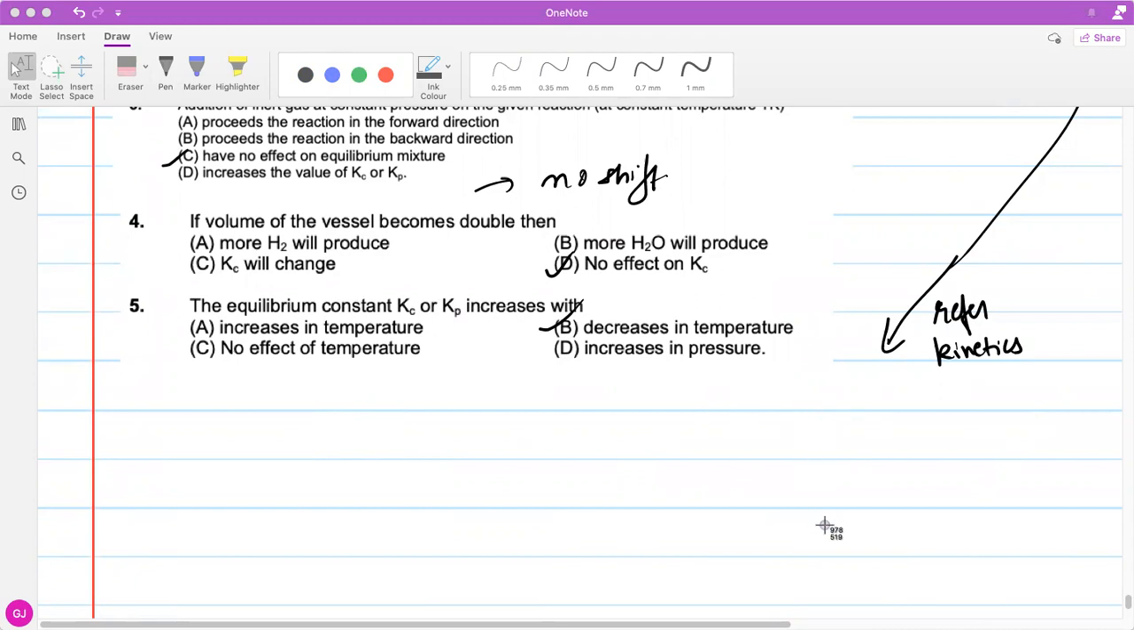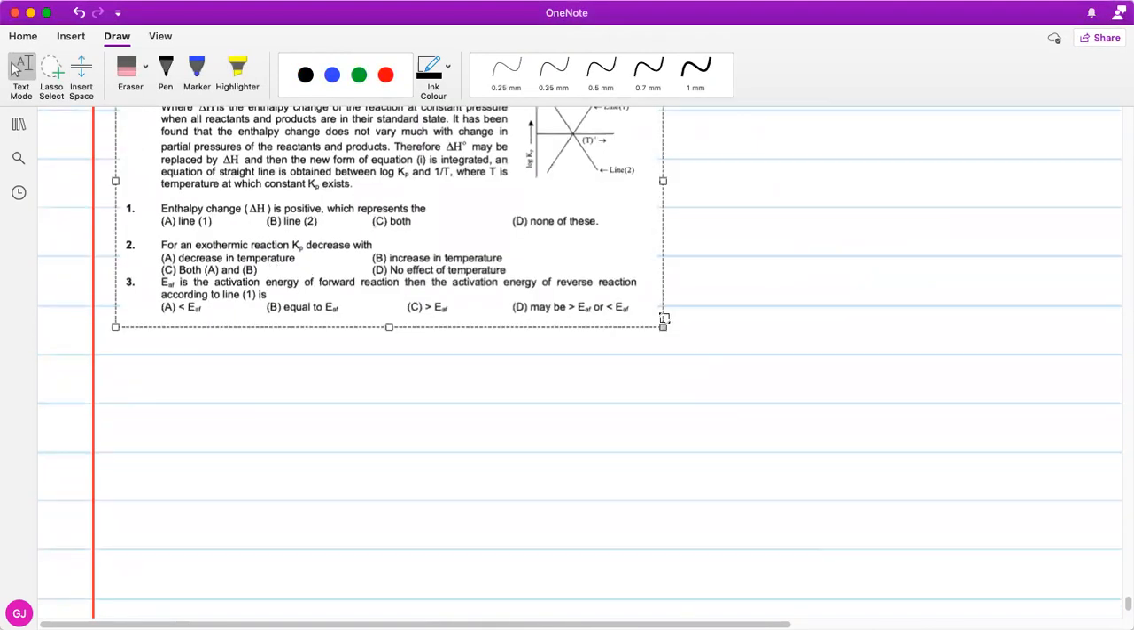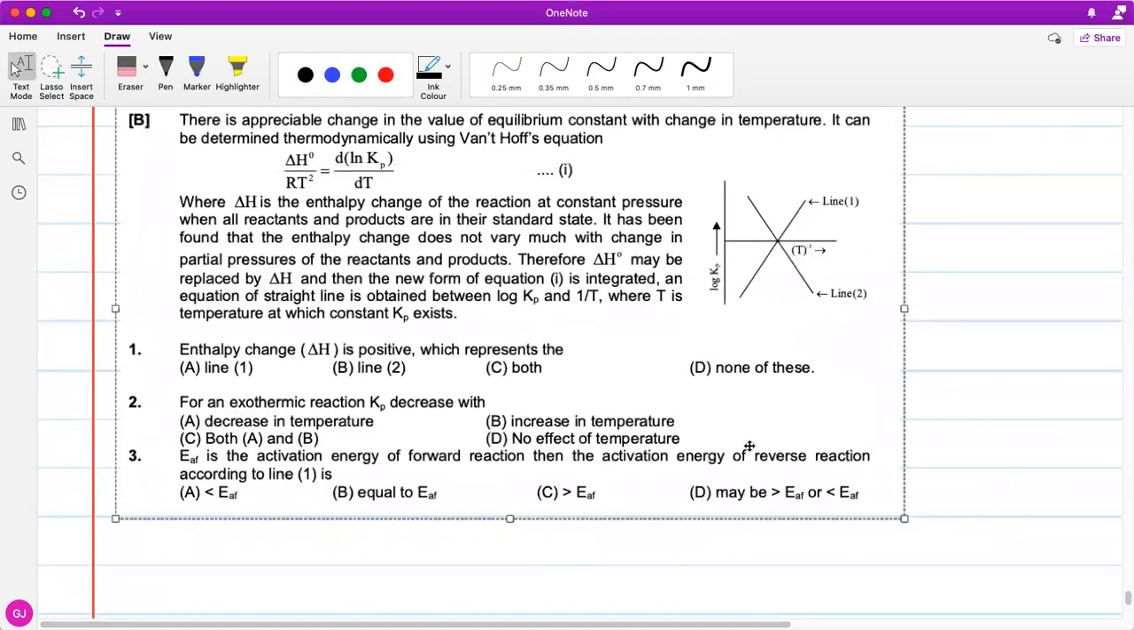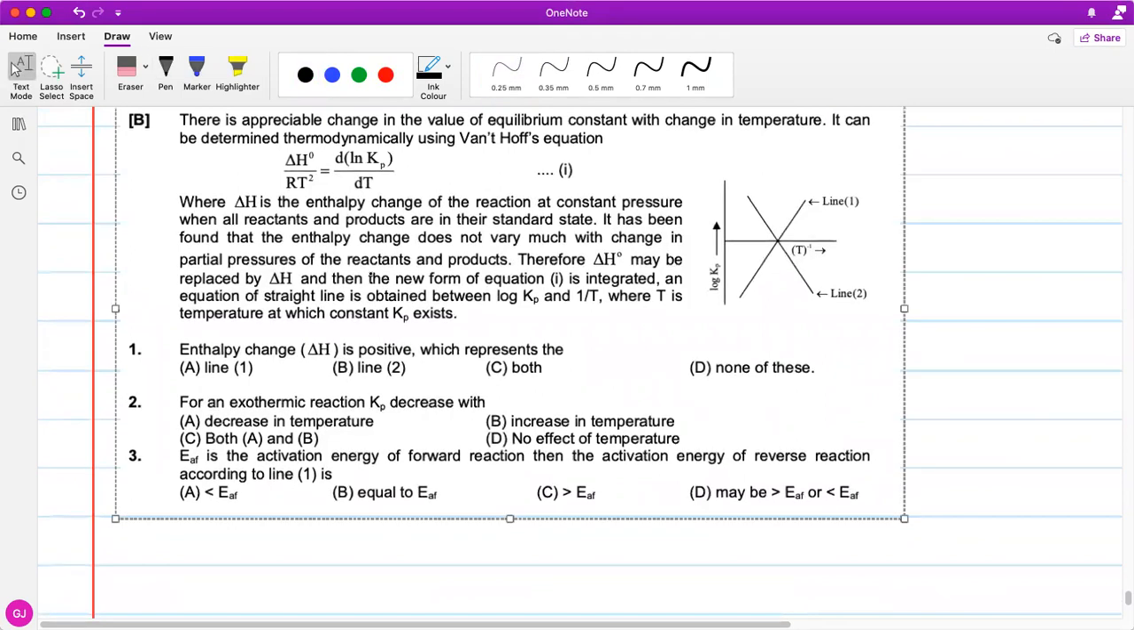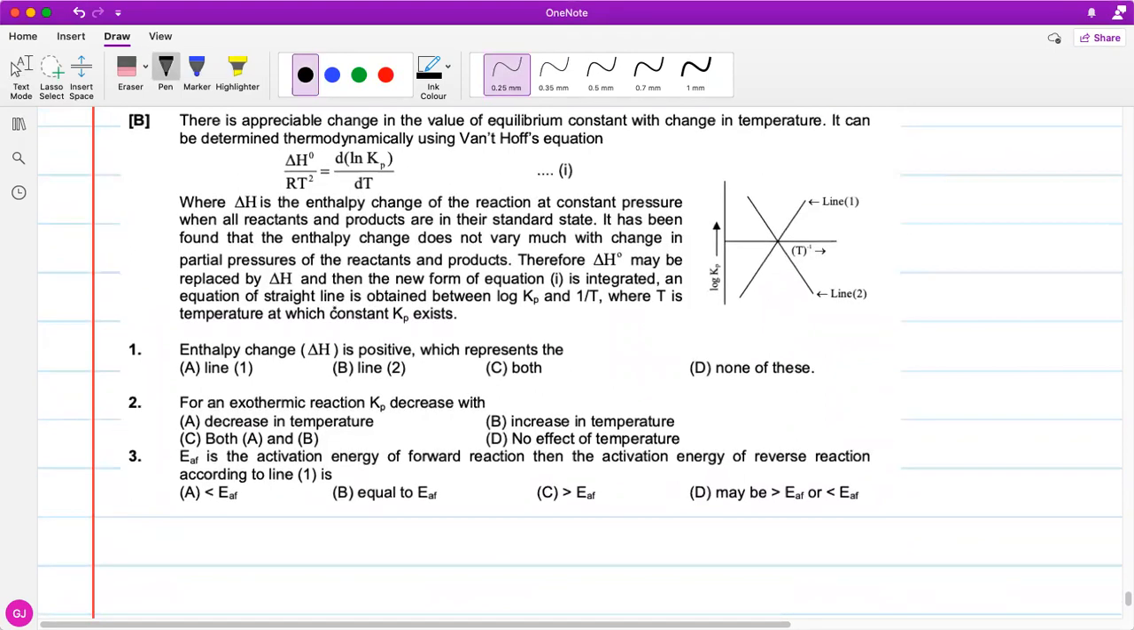So in the next comprehension, again, there are certain questions which are from chemical kinetics. They are not supposed to be done before we study those concepts in chemical kinetics as such. But some of the questions can be answered. So when you are looking at this expression, this is nothing but something that we have already done in class.